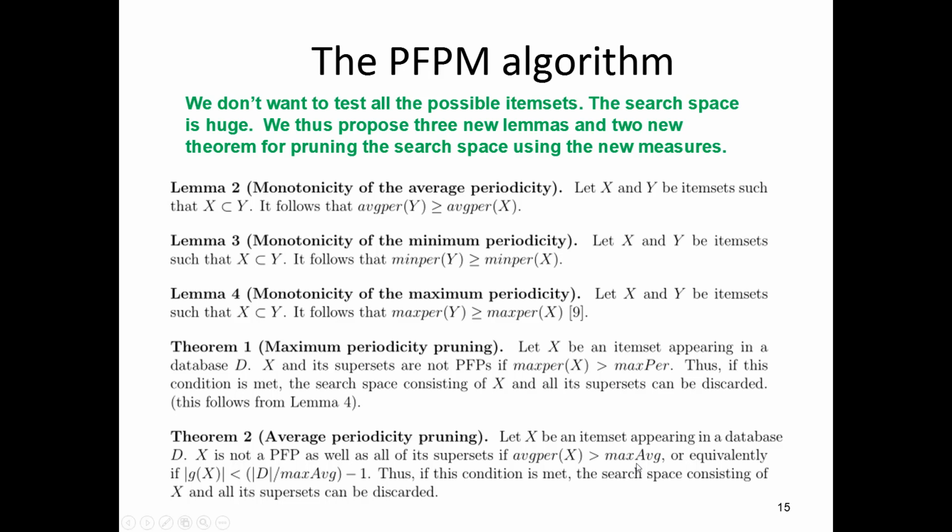So in the paper presenting these algorithms, we also study the properties of this problem. We define some lemmas and theorems about these measures. So we find some interesting properties, like about the average periodicity. If we have two item sets X and Y, where X is a subset of Y, we can prove that the average periodicity of Y must be greater or equal to that of X. There is another similar property for the minimum periodicity and so on. So why do we find these properties? Because, as I said before, we don't want to look at all the possibilities.